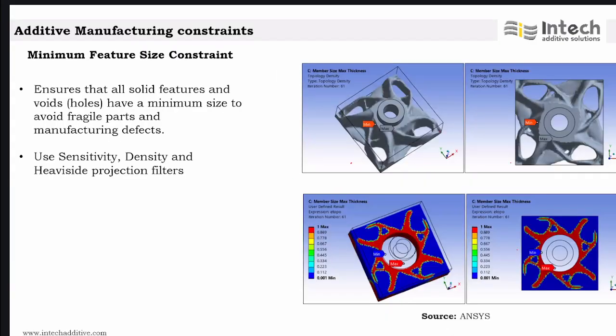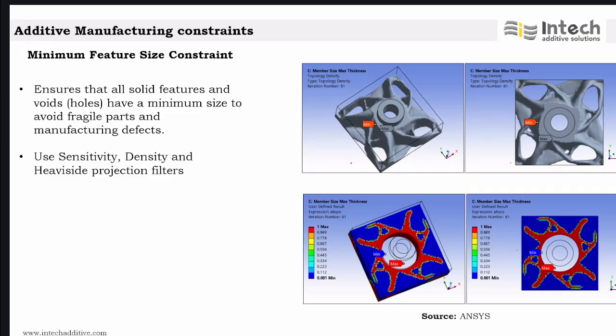So the next constraint is the minimum feature size constraint. Every additive manufacturing process has its own resolution, like minimum features that could be printed. So for example, if you take a laser-based powder bed fusion process, we can have 150 to 200 microns.